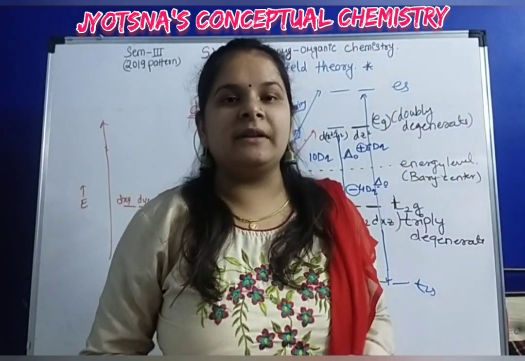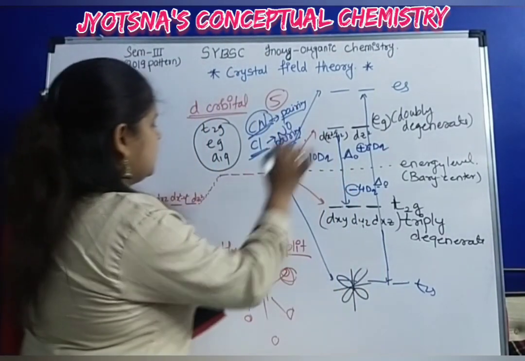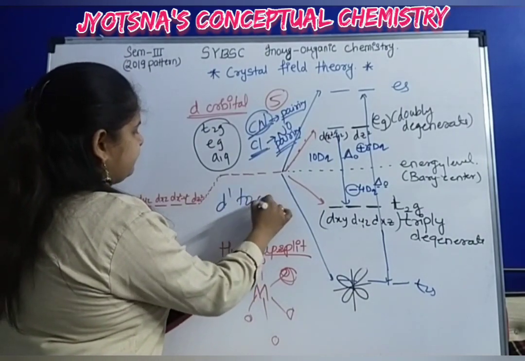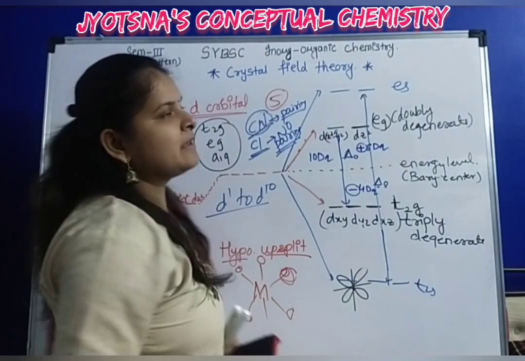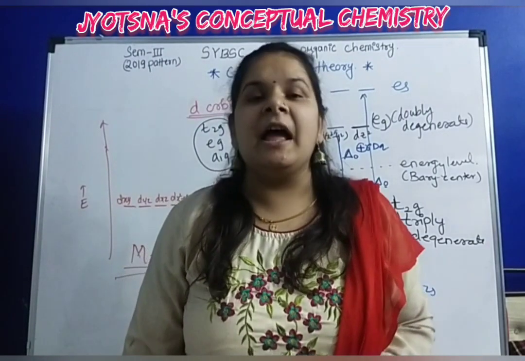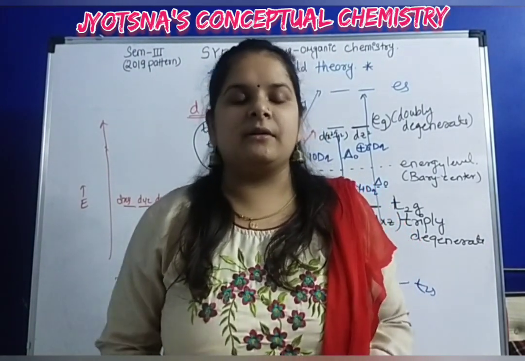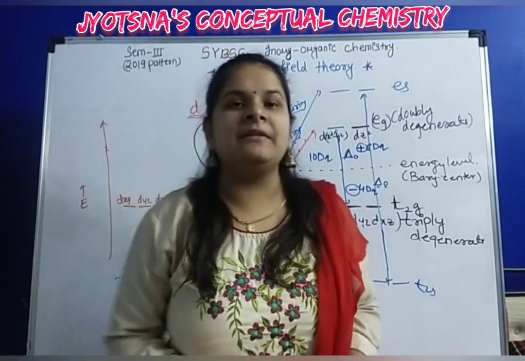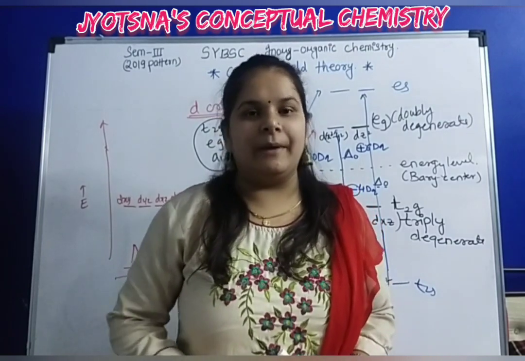Now we will see the electronic distribution from 1 to 10, the CFSE, crystal field stabilization energy, and the magnetic moment. There are lots of things in this chapter, so we will learn one by one.